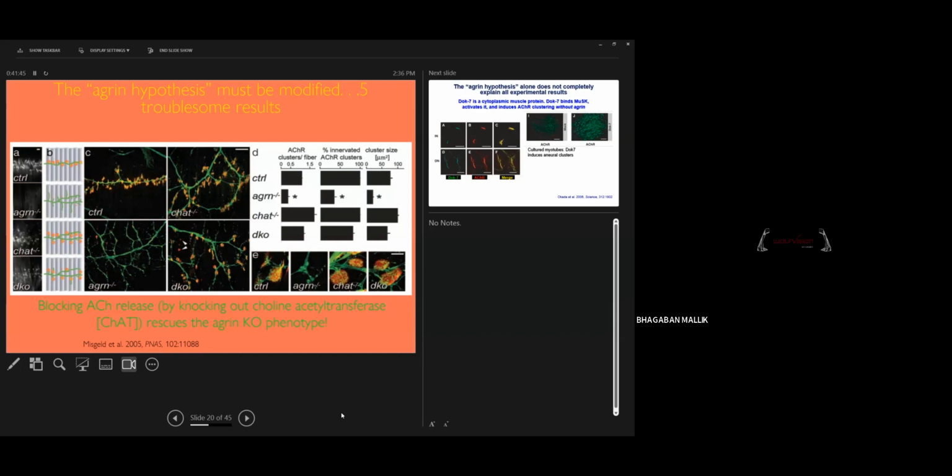So now what they are doing is manipulating different components. They're manipulating acetylcholine, the enzyme, and the transporter, and want to see how this clustering is happening and what pathway they want to dissect.